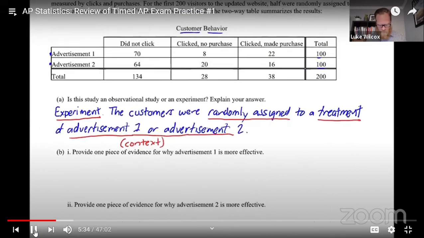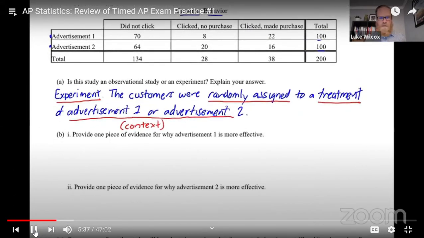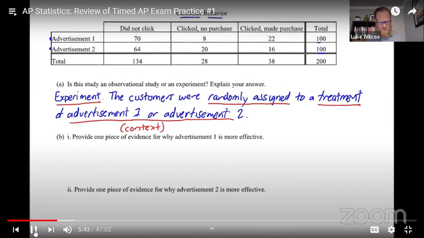Let's move on to part B. Part B says, provide one piece of evidence for why advertisement 1 is more effective. Okay, so we're going to come back up here and let's look at advertisement 1 and look at the numbers. Well, how are we measuring the effectiveness of the advertisements? 2 different ways, in the clicks and in the purchases made. Well, if I look here, I see that there were 22 purchases made out of 100, as opposed to advertisement 2, which only had 16 purchases out of the 100. So clearly, if we're basing it on number of purchases, it looks like advertisement 1 is the better advertisement.